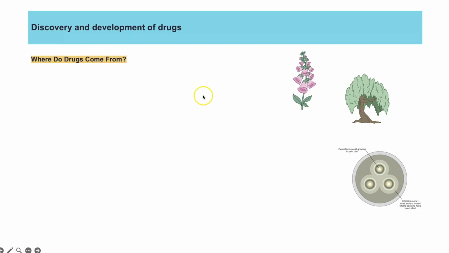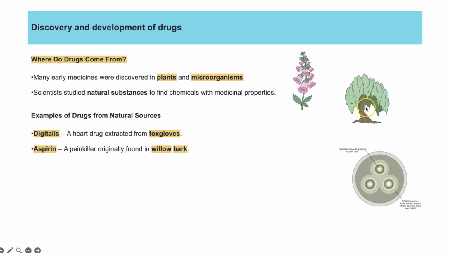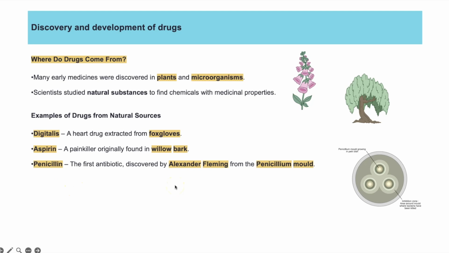So for our drug discovery, most of our early medicines were coming from plants and microorganisms. And that is a particular chemical that you might find in a plant or a microbe. And there's 3 examples that you need to know. Digitalis, and that comes from this flower here, foxglove. That is a chemical that is now used as a heart drug. Aspirin, that is a painkiller originally found in willow bark. And then penicillin, which is an antibiotic. It was actually the first discovered antibiotic by Alexander Fleming. And that was in this mold, Penicillium mold.